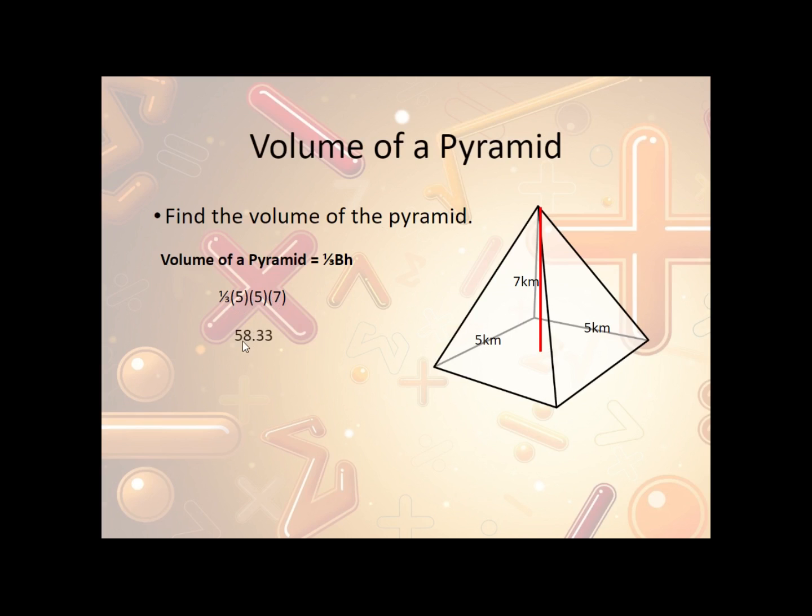And when we multiply that, we get 58.33. Notice I rounded to 2 decimal places. You will always round to 2 decimal places. So this would be my volume. Now, don't forget your units. It's in kilometers, so this becomes kilometers cubed because it's volume. So this is 58.33 kilometers cubed.